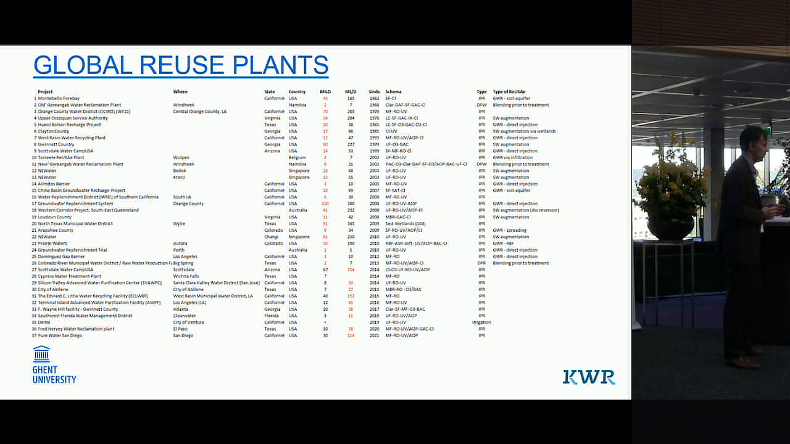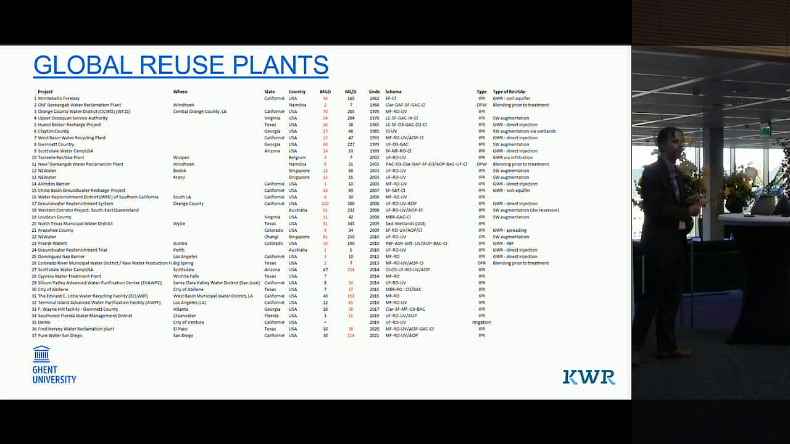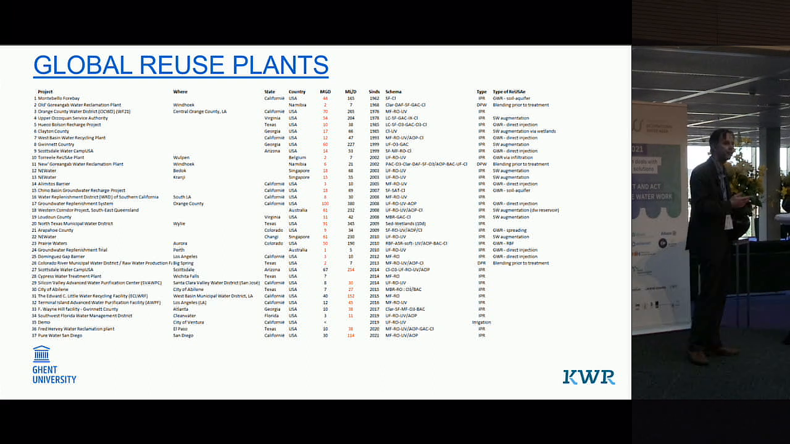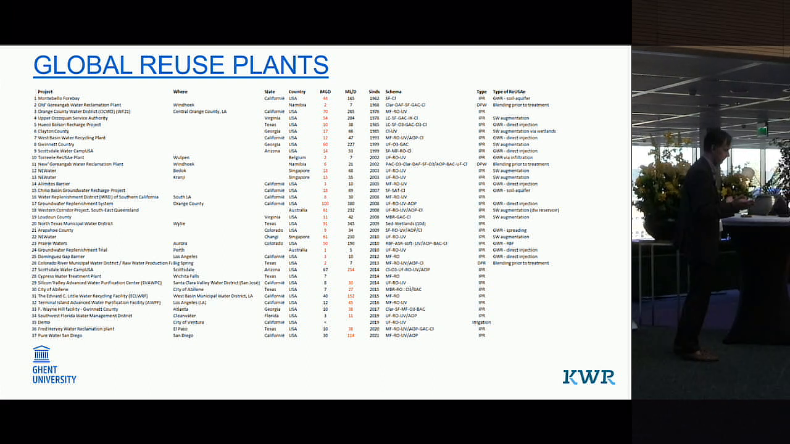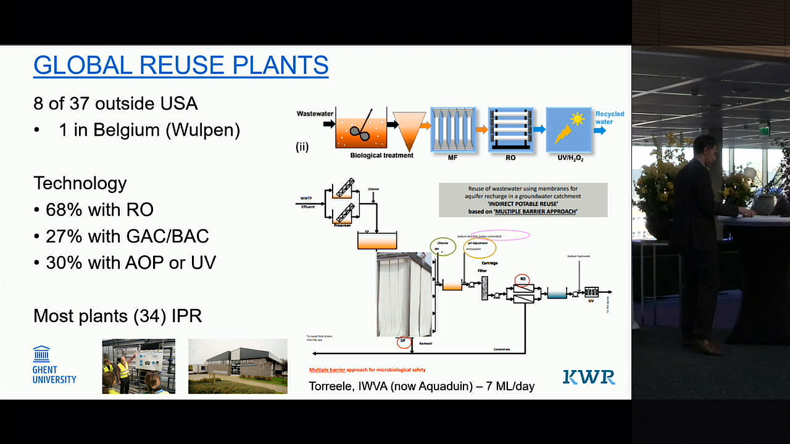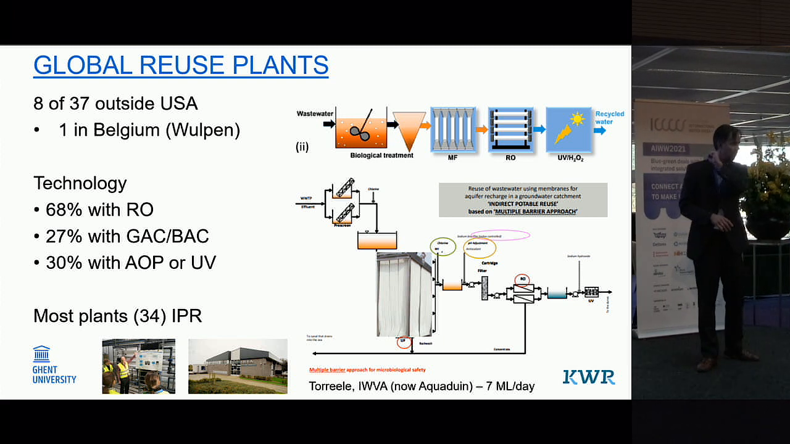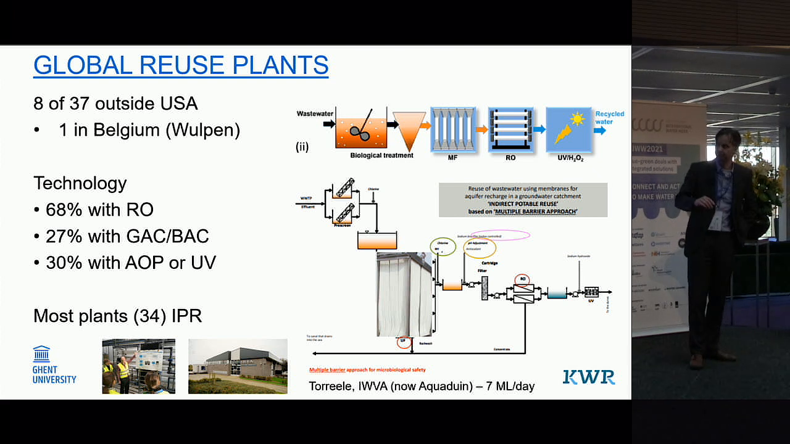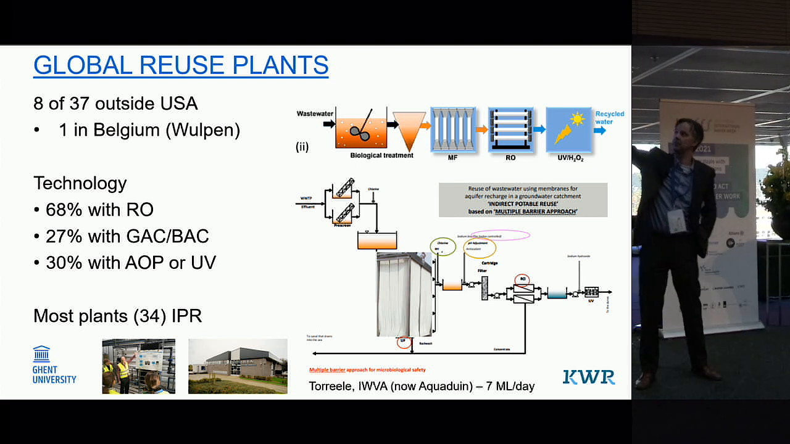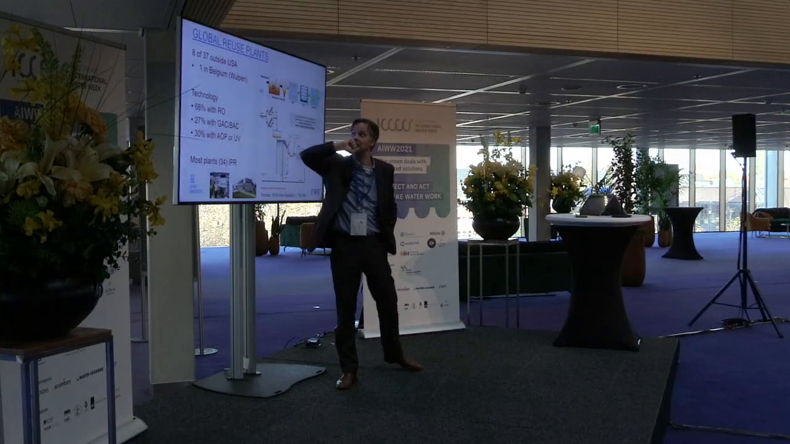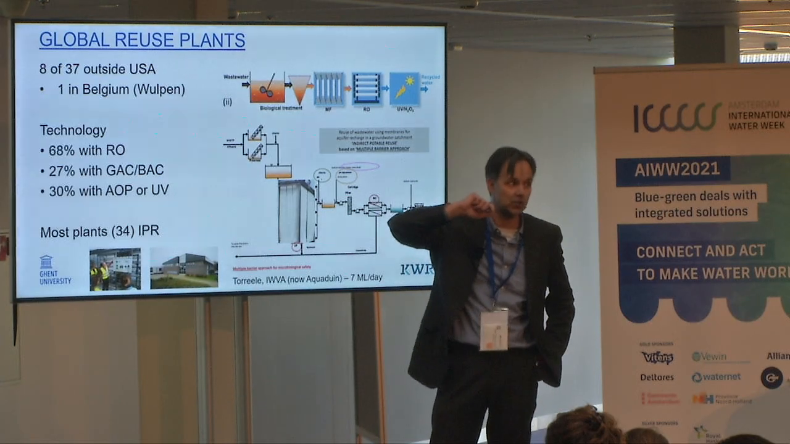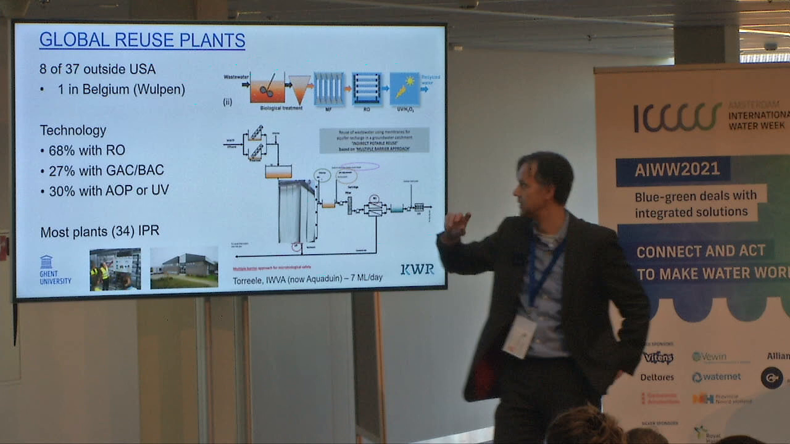The difference is that the produced water in an indirect potable reuse plant is going through a natural buffer, being either a reservoir or an aquifer, but not directly. So I have to speed up a little bit. Looking at what we learned from this whole table, 8 out of the 37 plants are outside the USA. So most of the plants, I already said that.